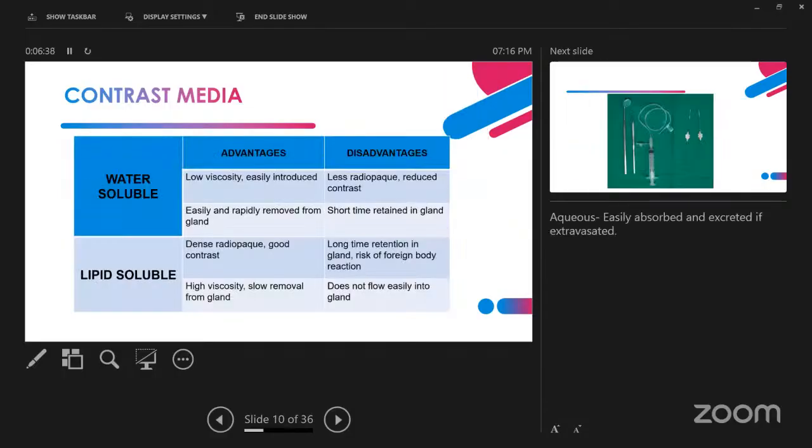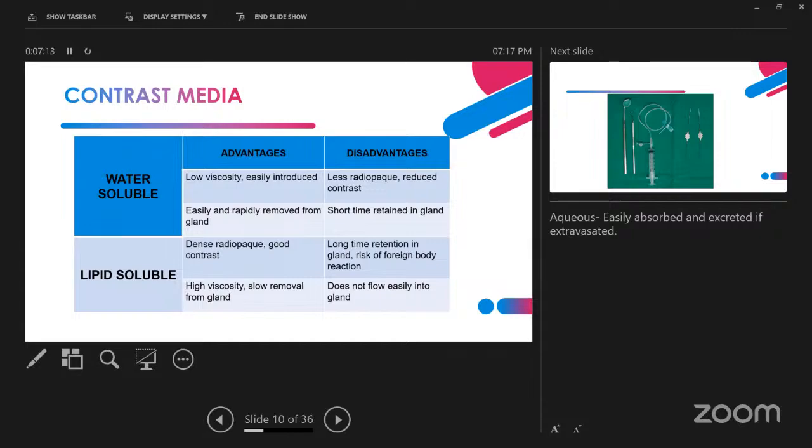So, advantages and disadvantages of this contrast media. Water soluble means that it has a low viscosity, so it can be easily introduced, and it is also easily and rapidly removed from the gland. The disadvantage is that since it is less viscous, it is less radiopaque and has reduced contrast. Then it will be retained in the gland for only a short time.